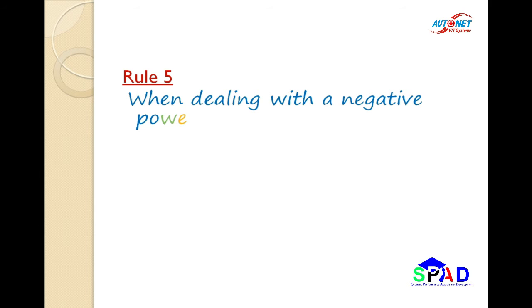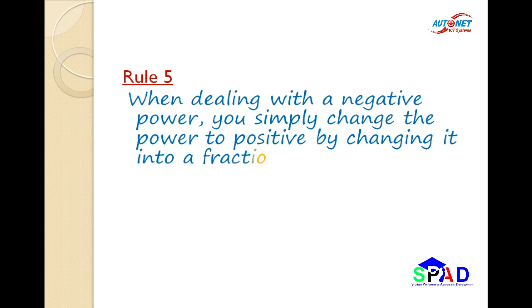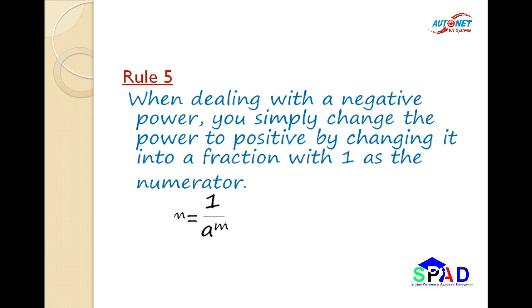And finally, rule number 5. When dealing with a negative power, you simply change the power to positive by changing it into a fraction with 1 as the numerator. So when you write a to the power minus m, you simply are going to write 1 over a to the power m. So you take the power: if it was a negative, then it becomes a positive. If it was a positive, then it becomes a negative. So you negate vice versa.